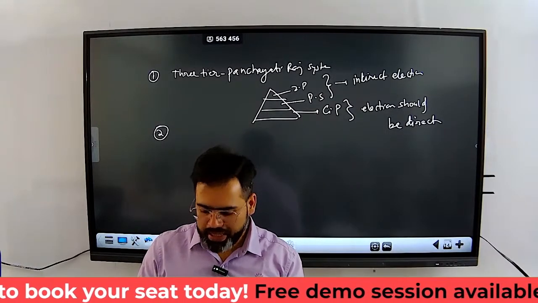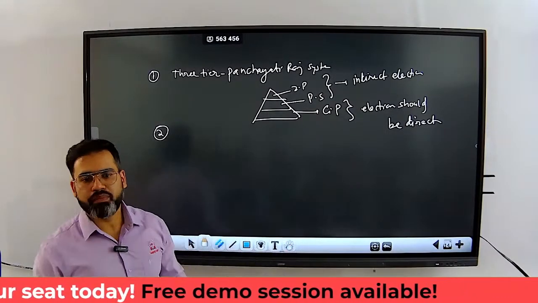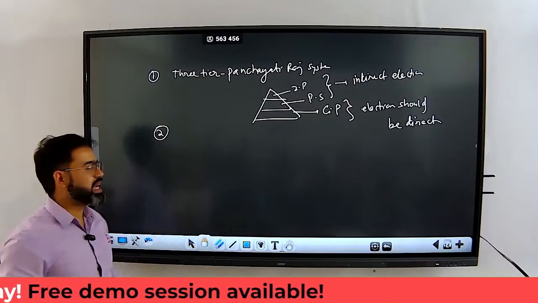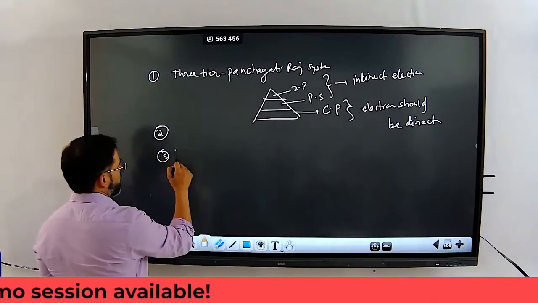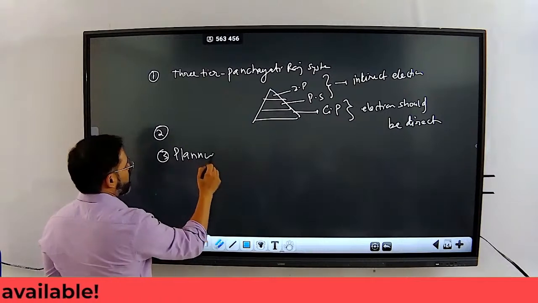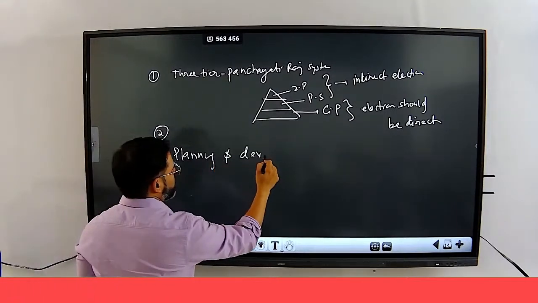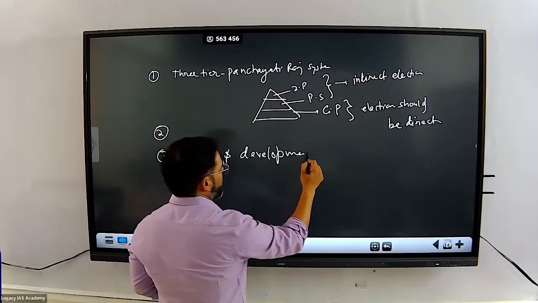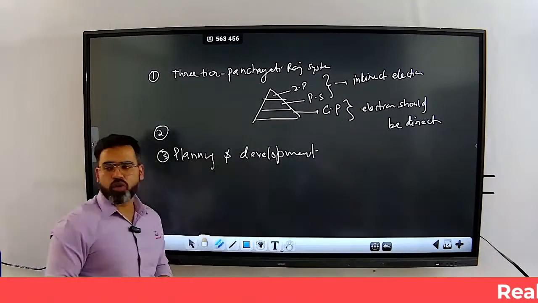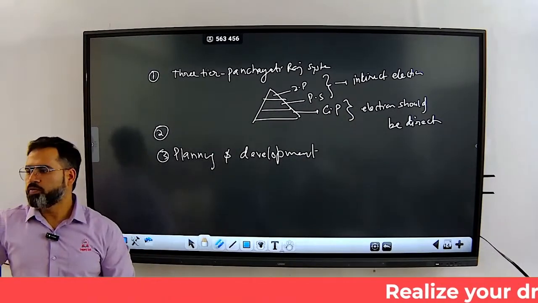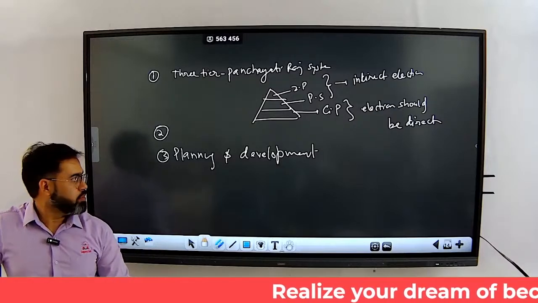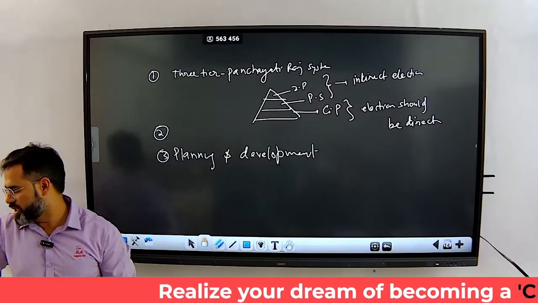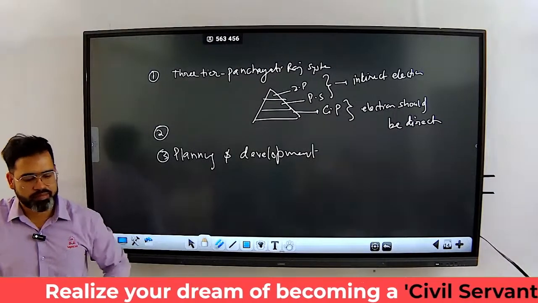Done. Next is, planning and development is the primary objective of the Panchayati Raj system.